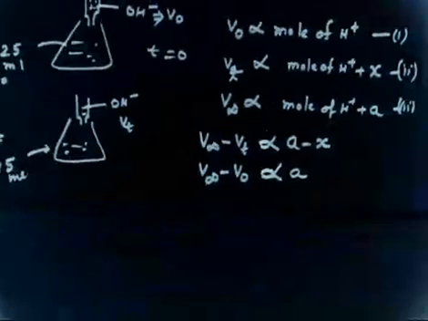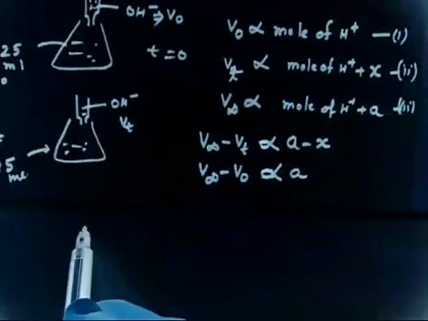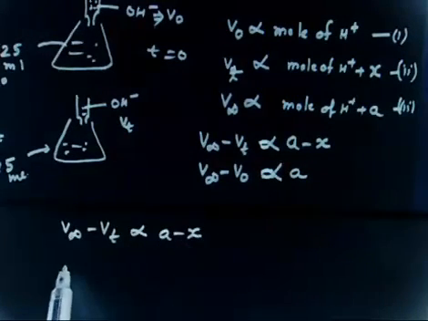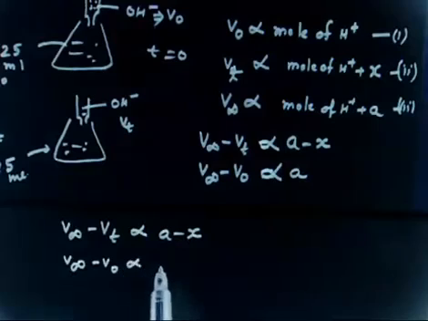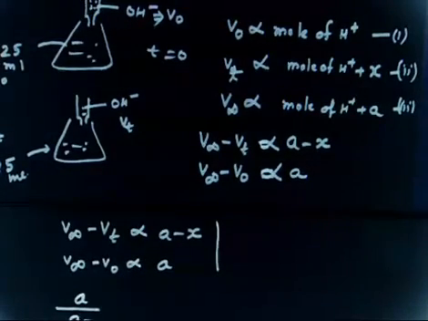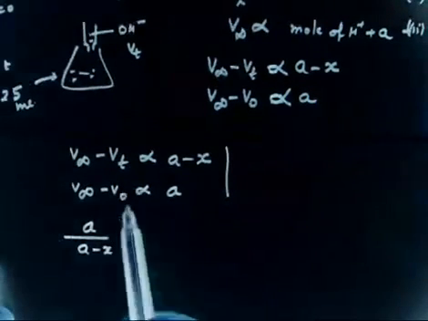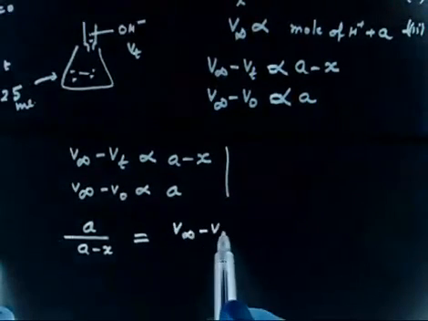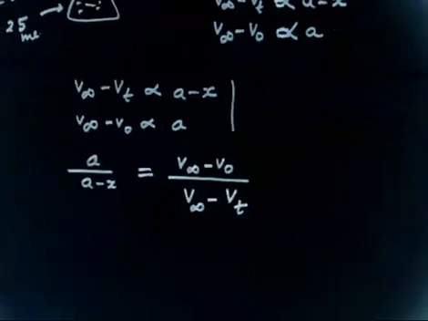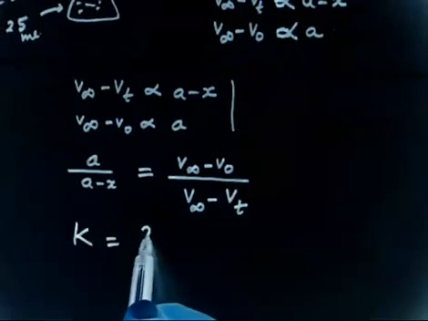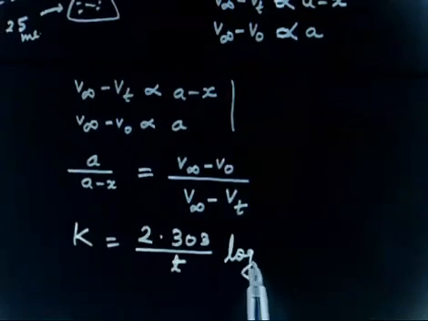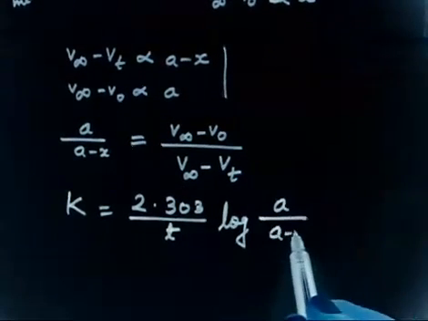So now I can say I need A by A minus X, so V infinity minus Vt is proportional to A minus X. V infinity minus V0 is proportional to A. So now I can write, if I need A by A minus X, I have to divide by this equation. So I can write V infinity minus V0 divided by V infinity minus Vt. Now everybody knows in the first order reaction K is given by 2.303 by T log A by A minus X.